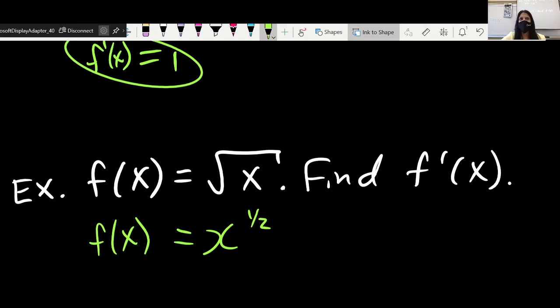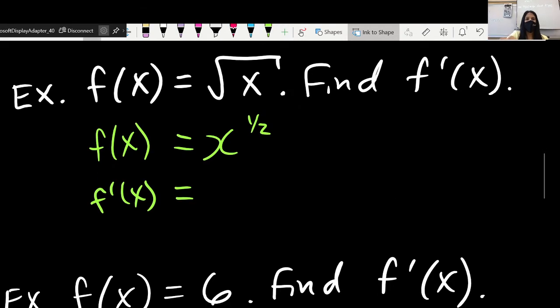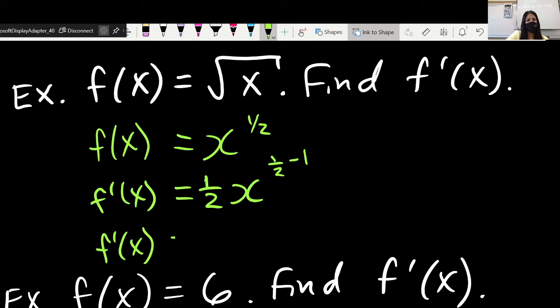Everybody good with that? So yeah, no big deal. We have a fraction in the exponent, but we still do the same thing. So if we have f prime of x, we would bring down that 1/2. So now I'd have 1/2 x. And again, I won't always do this, but I want to make sure that you get this. If I'm subtracting 1 from this, for your notes, I'll write out every single little step. 1/2 x. If I want to do 1 over 2 minus 1, I better do 2 over 2, right?